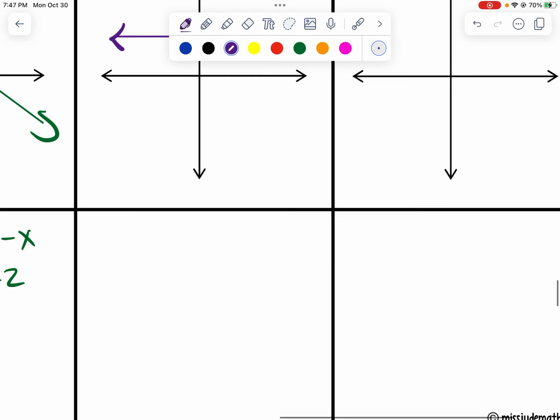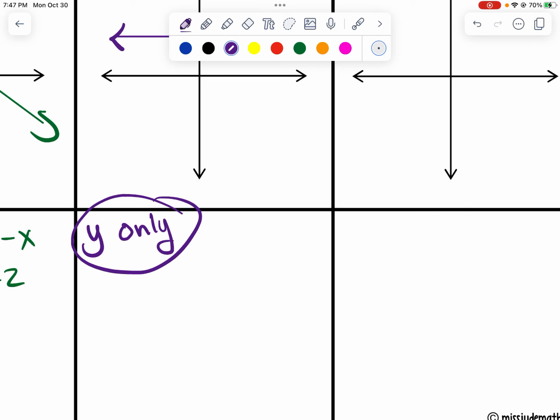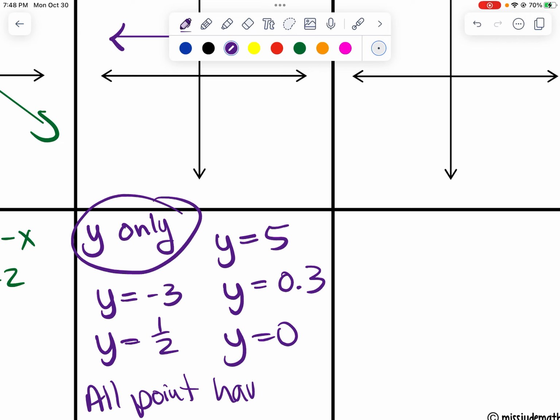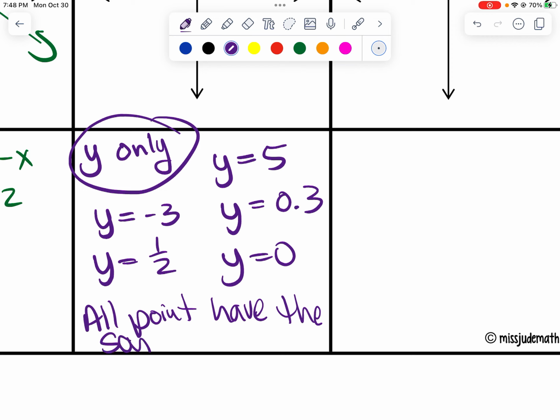The equations for this will only have a y. So this will be y equals 5, y equals negative 3, y equals 0.3, y equals 1/2, y equals 0. All points have the same y value.